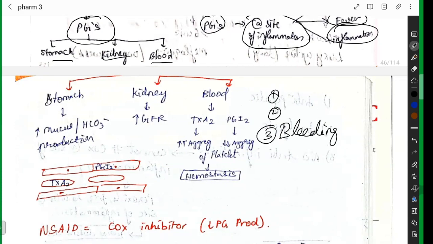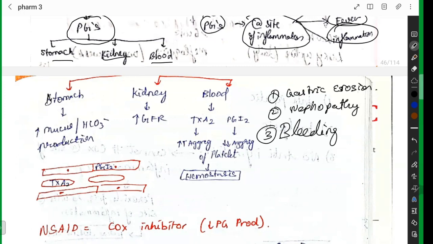So what are the three important problems you get with a non-selective NSAID? Number one, gastric erosion, so NSAID-induced ulcer. Number two, it can lead to nephropathy. And number three, it can lead to bleeding. This comes to the end of the non-selective COX inhibitor.